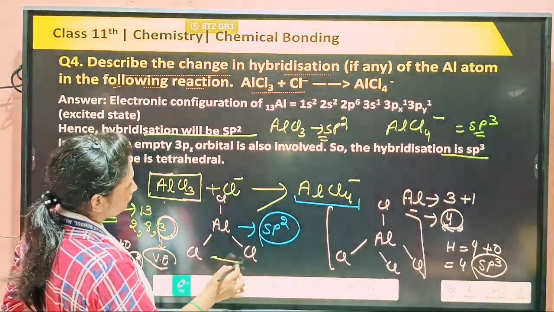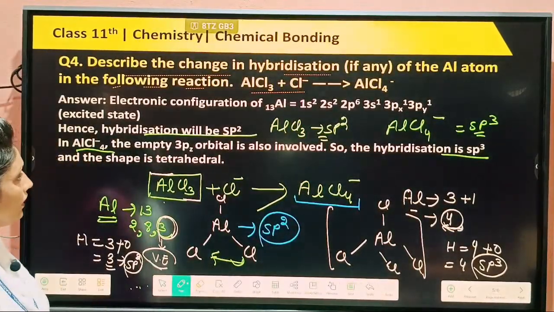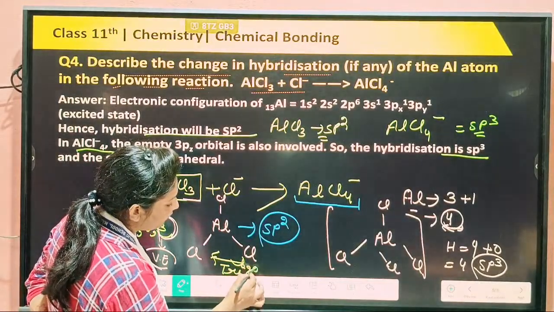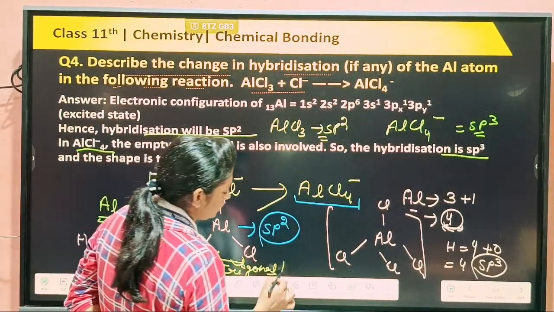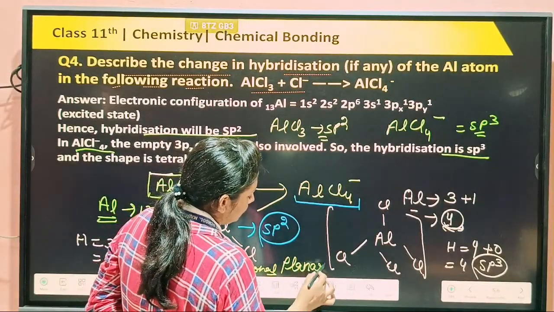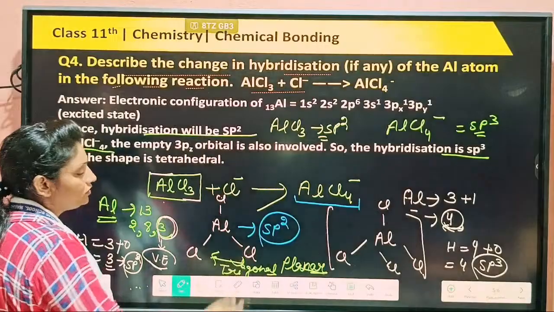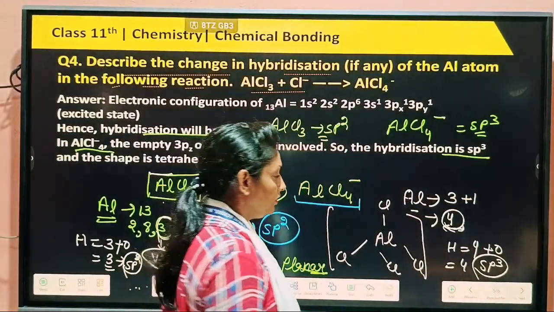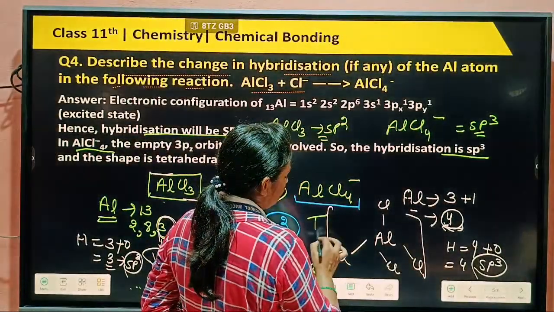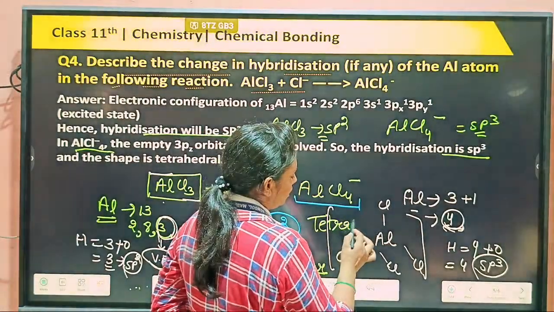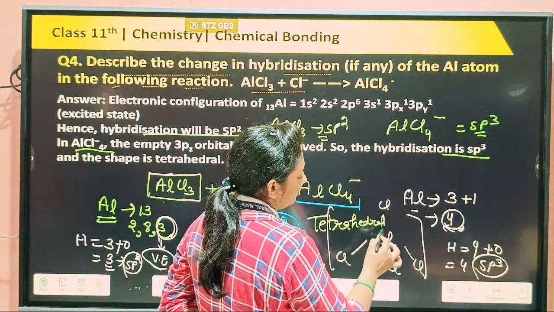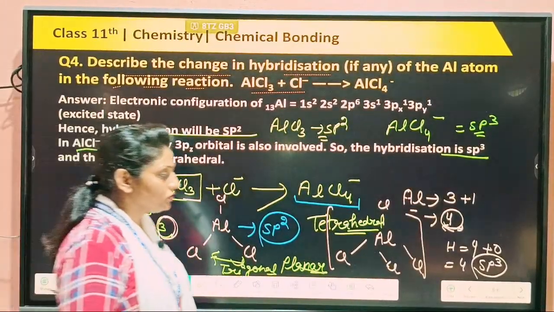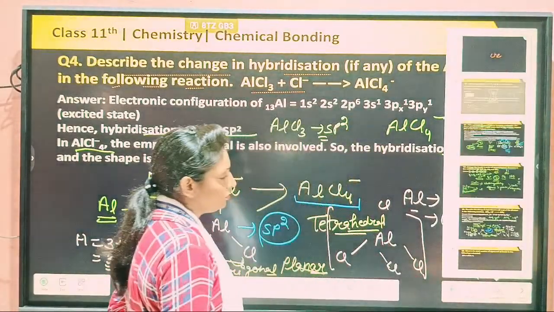Now what will be the shape of this? Its shape is trigonal planar, because it is sp2 hybridization with no lone pair. But in case of AlCl4 negative, hybridization will be sp3 and the shape will be tetrahedral. So students, we will discuss one more question.